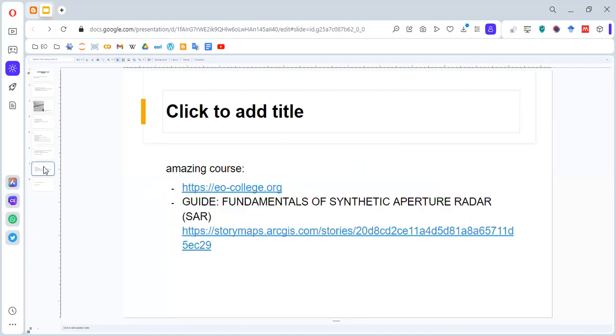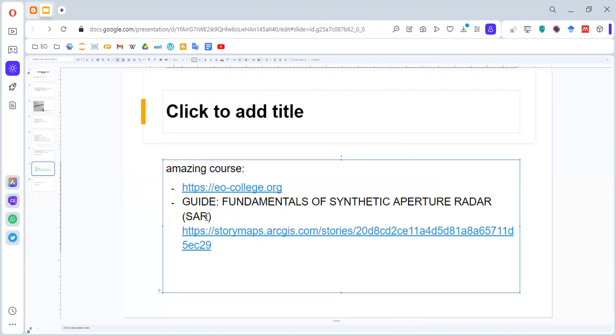There are two different resources. The first one is eo-college.org. The second one is not exactly a course, but it's the story map available in ArcGIS. These two sources are very amazing in terms of getting more idea about SAR backscattering.